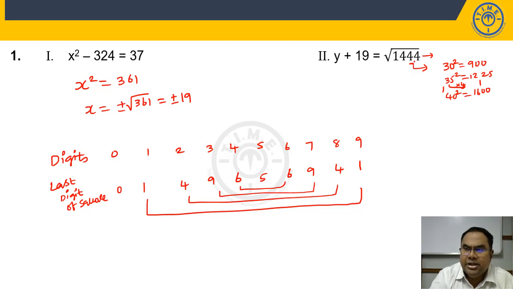Now what is my last digit here? 4. The last digit of the square is 4. That means the last digit of the number should be either 2 or 8. So it can't be 34, 36, 37, 38, 39 except one. My square root would be, I can say straight away, 38.